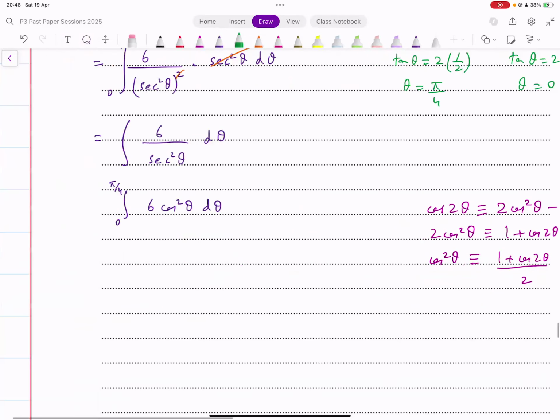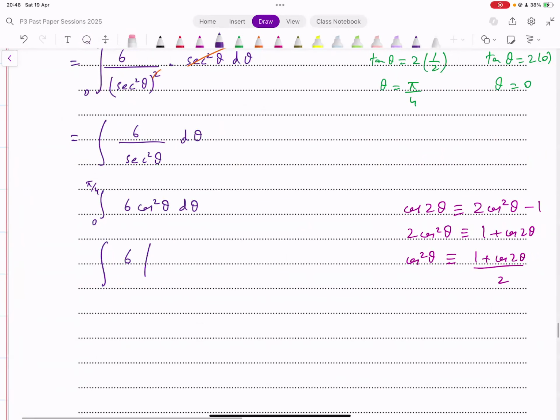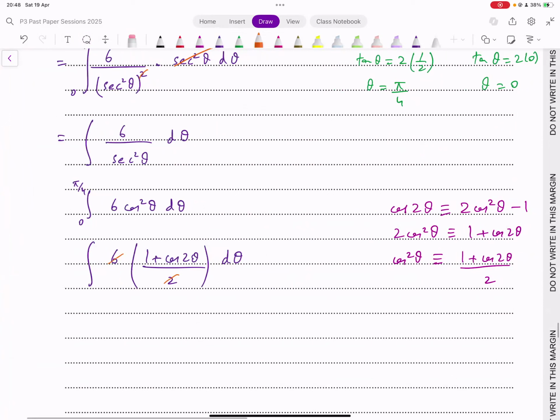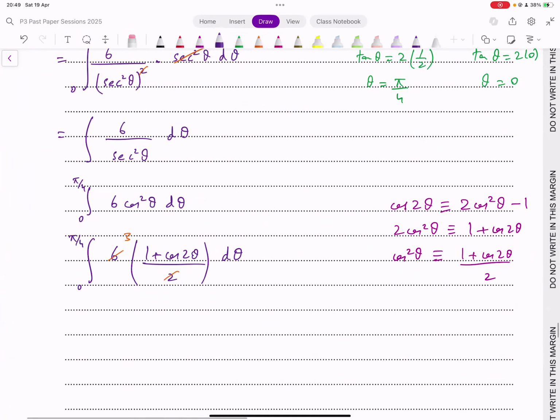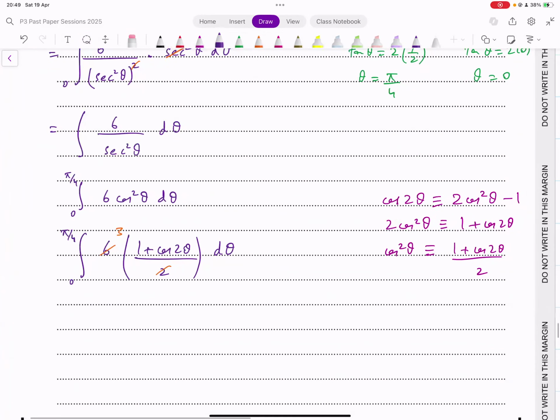So we can replace cos square theta with that thing now. 6 into 1 plus cos of 2 theta divided by 2. Okay. 2 and 6 get cancelled. That gives us 3. And we've got 0 to pi over 4 outside as the limits. How do we integrate this now? We can keep 3 as it is. That remains as it is, right? That's a constant that's multiplying. Nothing changes in that.